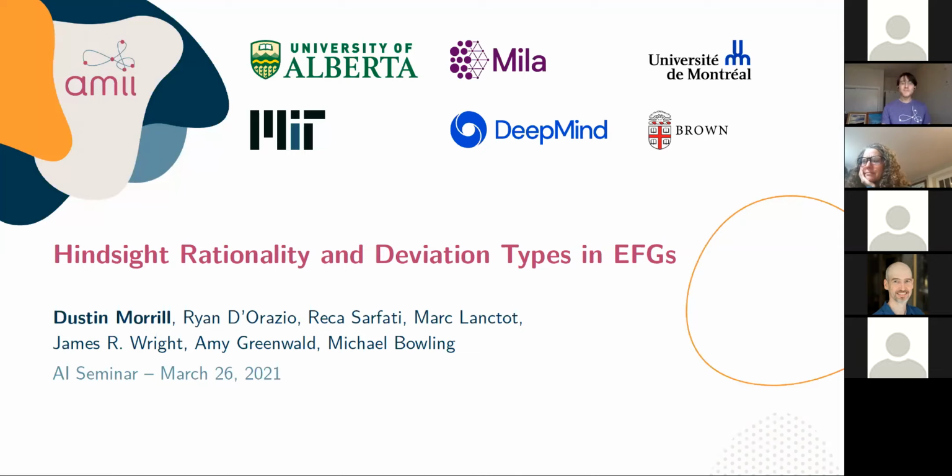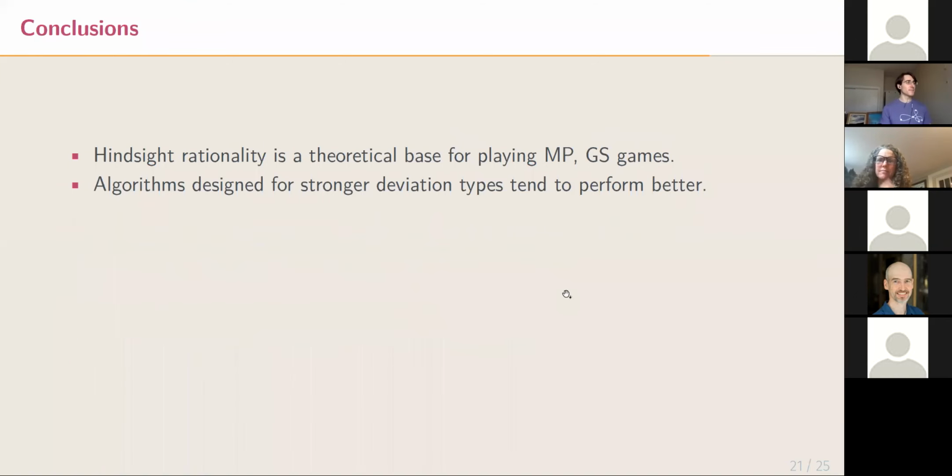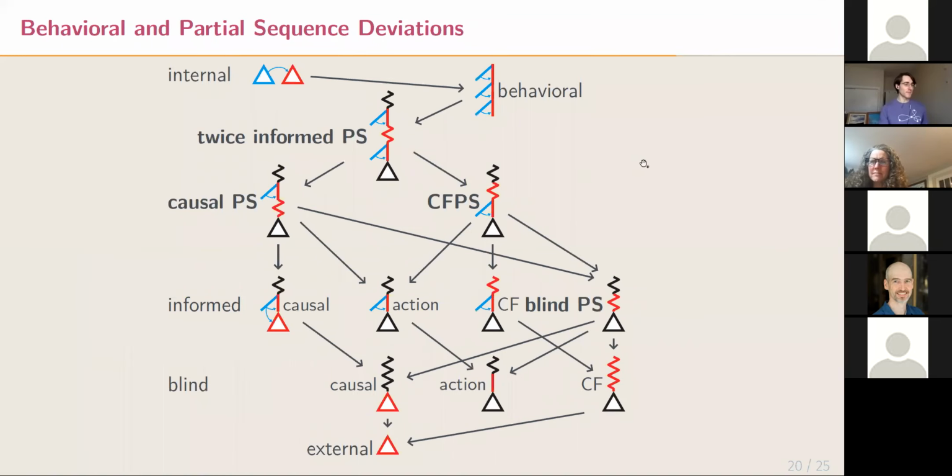Sorry, I'll ask one more. Sure. You said there was some computational disadvantage to using the most general. Actually, I have two questions. I'll ask the more interesting one first. So you have this gap between the behavioral deviations and the twice-informed PS. Your present understanding is that the behavioral one is exponential computation, and the twice-informed PS is polynomial. So is there anything in between those, or do you think that twice-informed PS is probably the limit of the polynomial options?